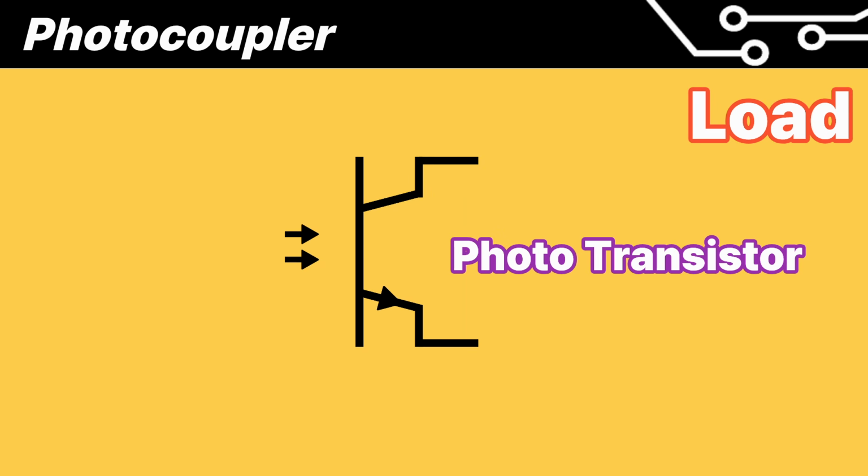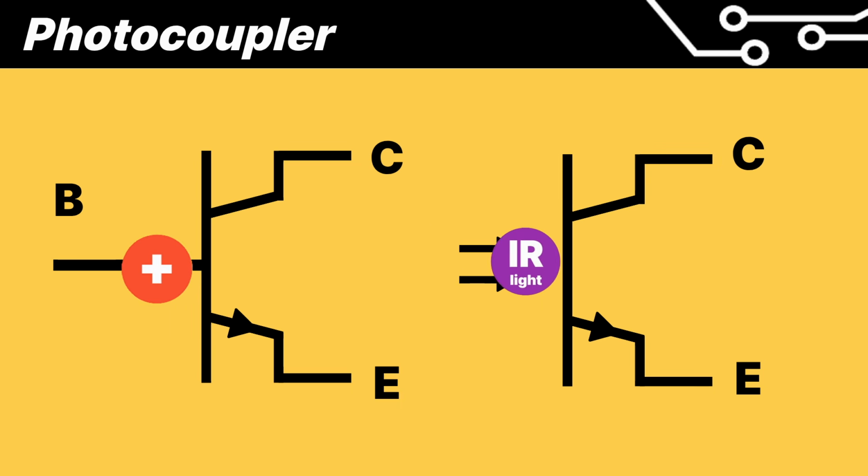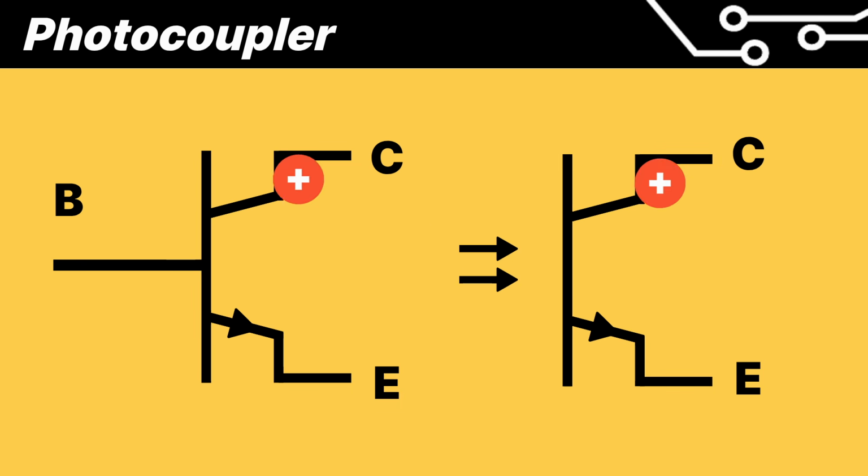Next is the output section. There is a phototransistor here. The phototransistor detects the IR light emitted from the LED, allowing current to flow. It is similar to current entering the base of a standard transistor, but instead of current, light enters. Whether the transistor operates or not is determined by the presence or absence of IR light.